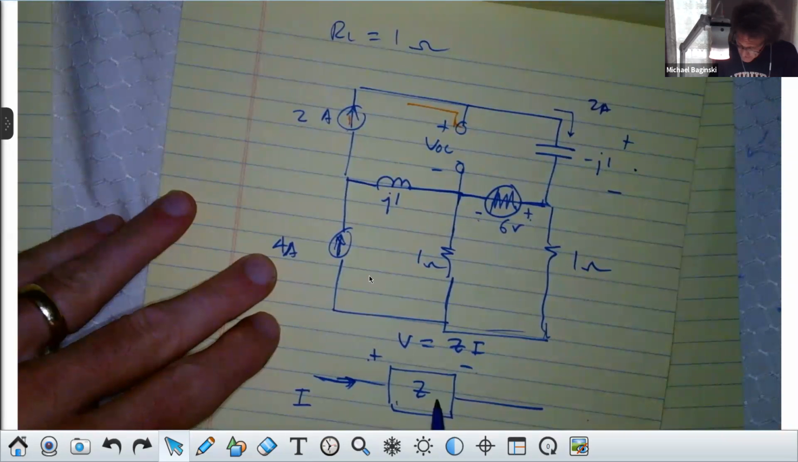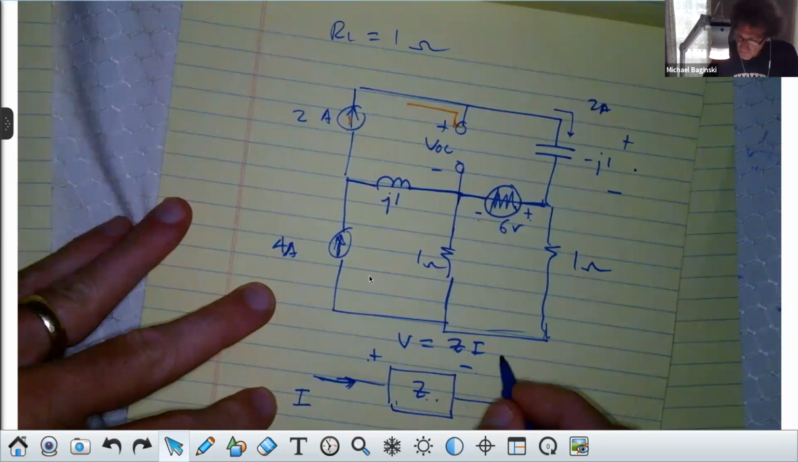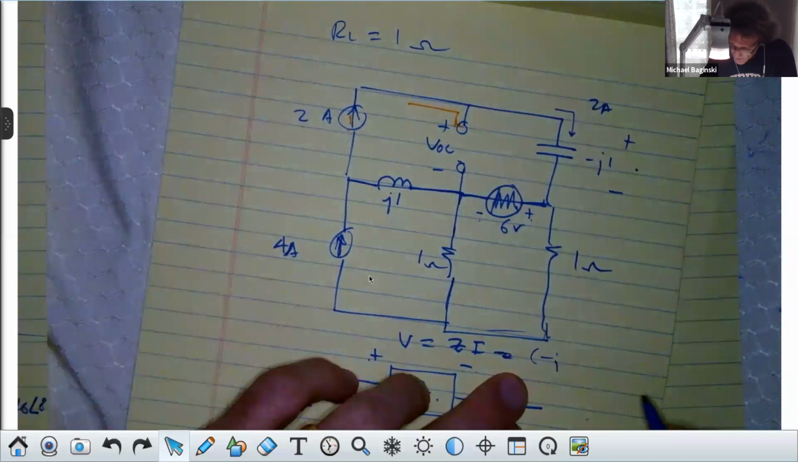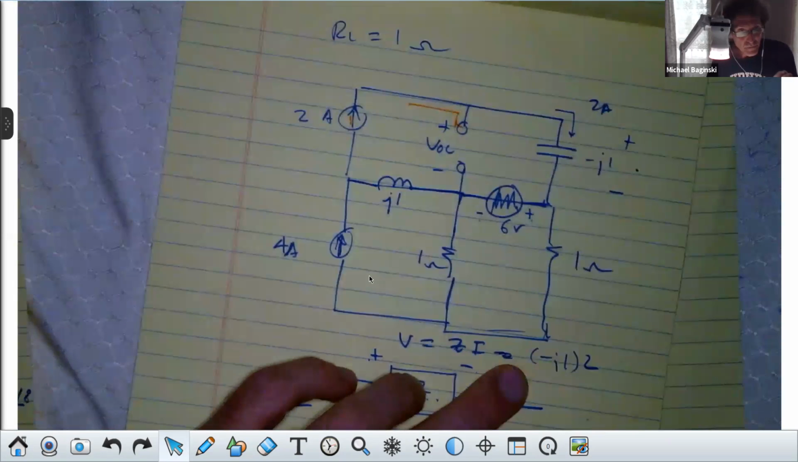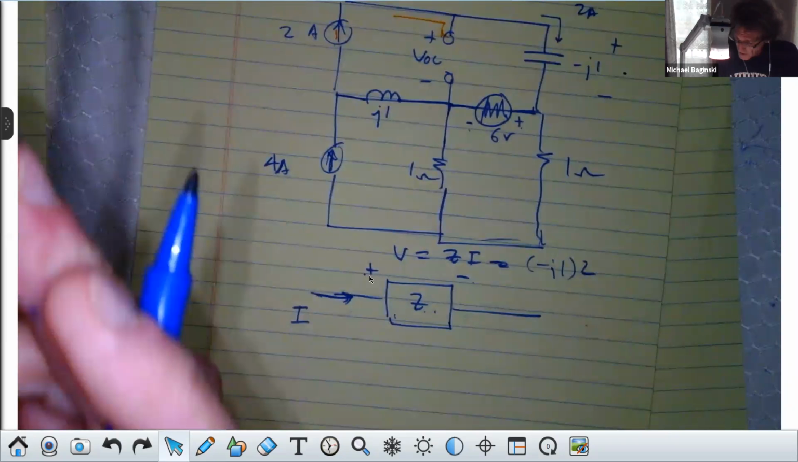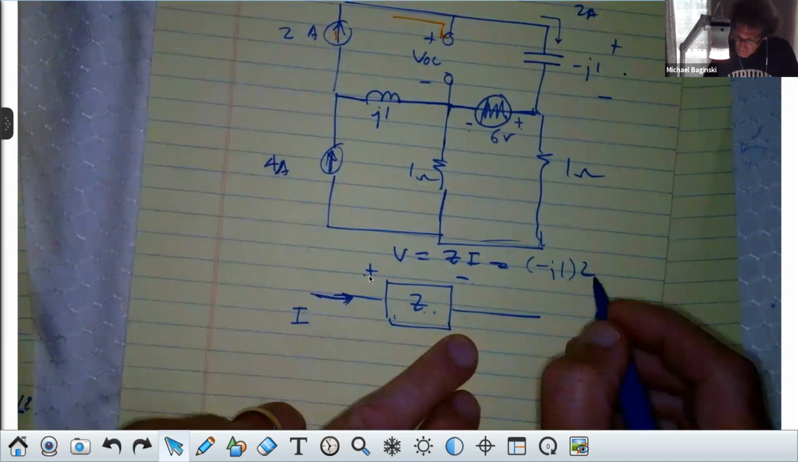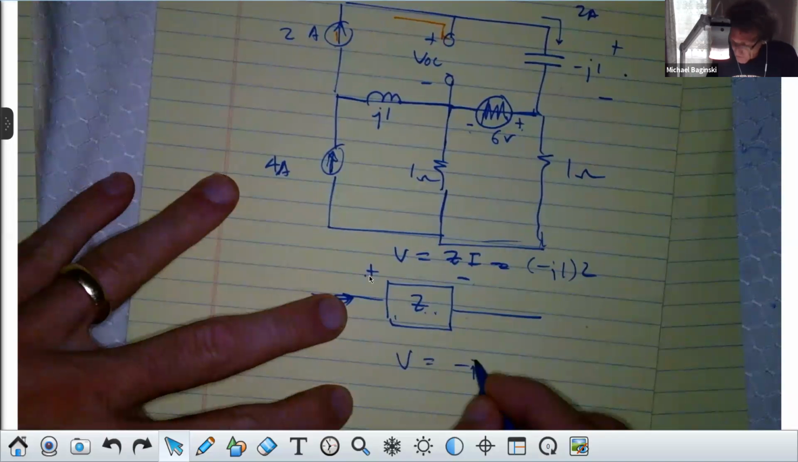Now, think about this. I said the voltage is Z times I, plus to minus. That means the voltage here, Z is equal to minus j1, times I is 2. Correct, class? You don't like that, but that's as simple as it gets. It's the impedance minus j1 times the current 2. Current has no angle. That means this voltage, and I'll put it down here, would be equal to minus j2. Are you with me?